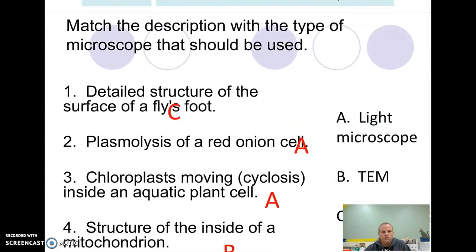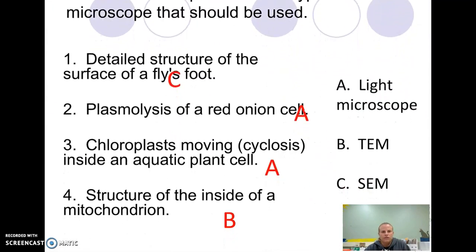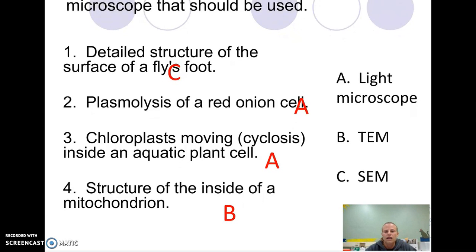So here are some review questions to see if you really did understand the different types of microscopes and which one should be used in which situation.